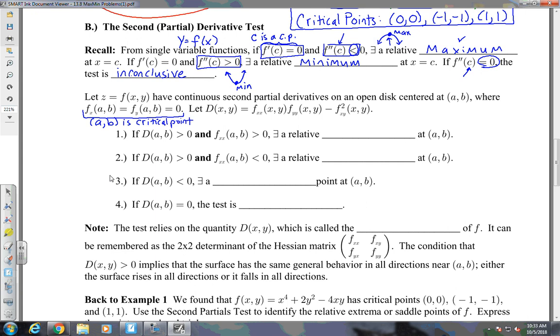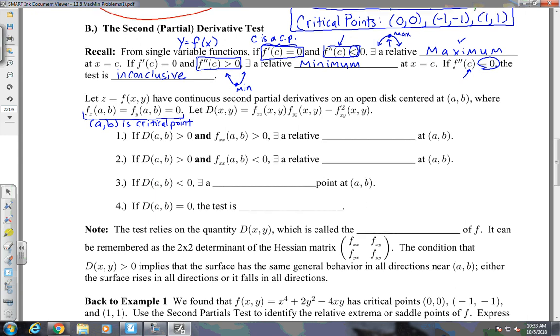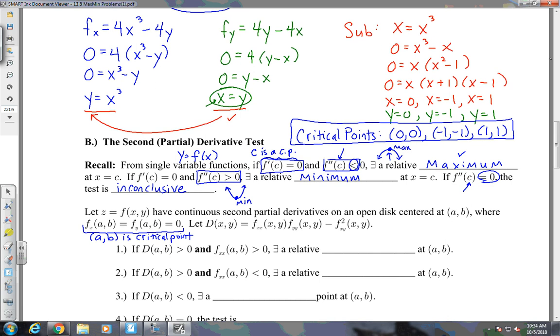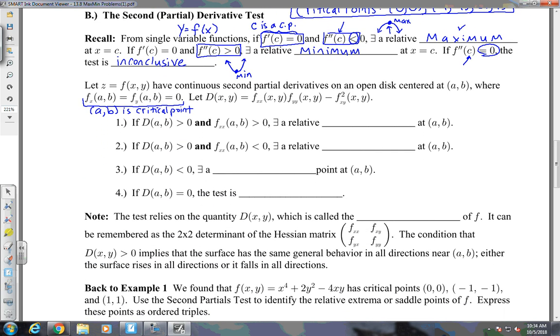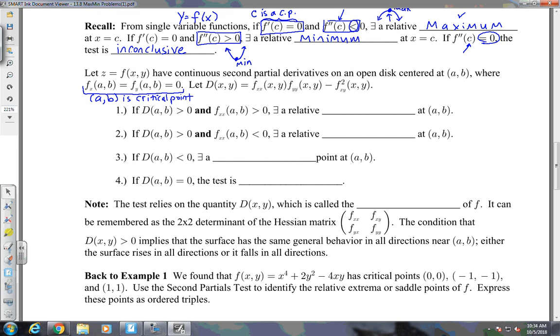So we did all this work that we practiced up here at the top. We set our derivatives equal to 0, we solved the system, and we got some ordered pairs. Those are critical points. Let big D of x and y, so D is a specific function that we're going to form from our second partial derivatives, equal f sub xx times f sub yy minus f sub xy squared.